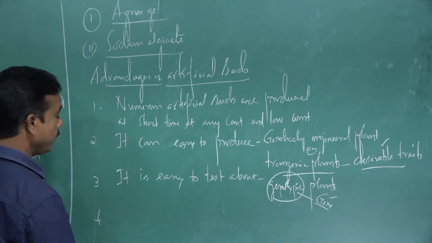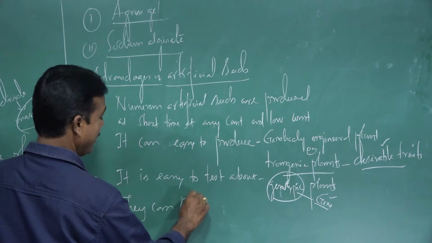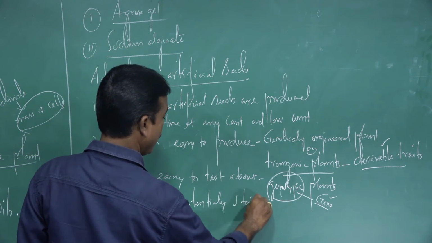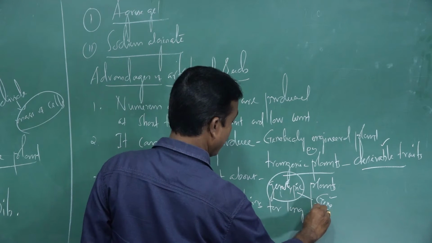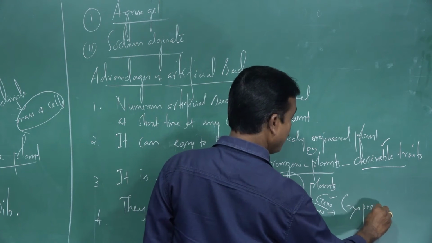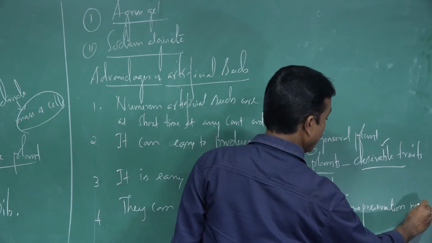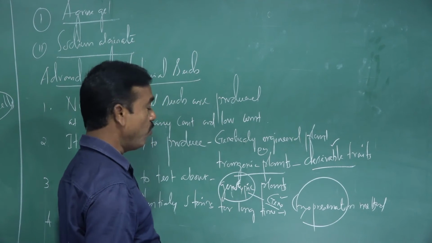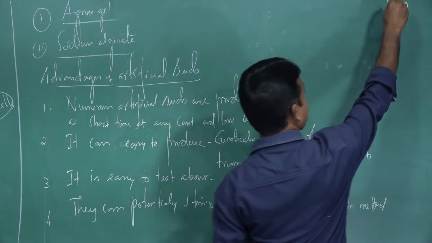Fourth one, again potentiality, storing for a long time by using the cryopreservation method. What is the meaning of cryopreservation? That is an advanced technology that will be discussed later. Can I go to the fifth one?